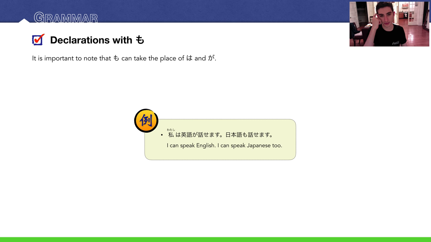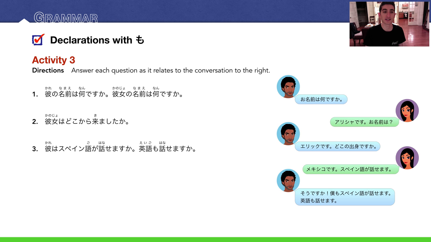So in this example, I can speak English. 私は英語が話せます。 I can speak Japanese too. 日本語も話せます。 So normally, right, we have が here. But も replaces は and が. So this becomes 日本語も話せます。 I can speak Japanese too.